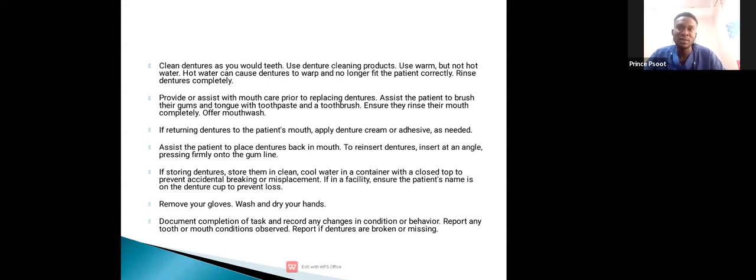If storing dentures, store them in clean, cool water in a container with a closed top to prevent accidental breaking or misplacement. And if in a facility, ensure the patient's name is on the denture cup to prevent loss.